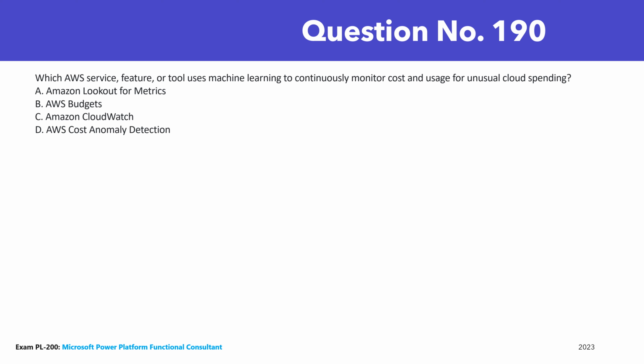Which AWS service, feature, or tool uses machine learning to continuously monitor cost and usage for unusual cloud spending? A. Amazon Lookout for Metrics. B. AWS Budgets. C. Amazon CloudWatch. D. AWS Cost Anomaly Detection. Correct answer, D.